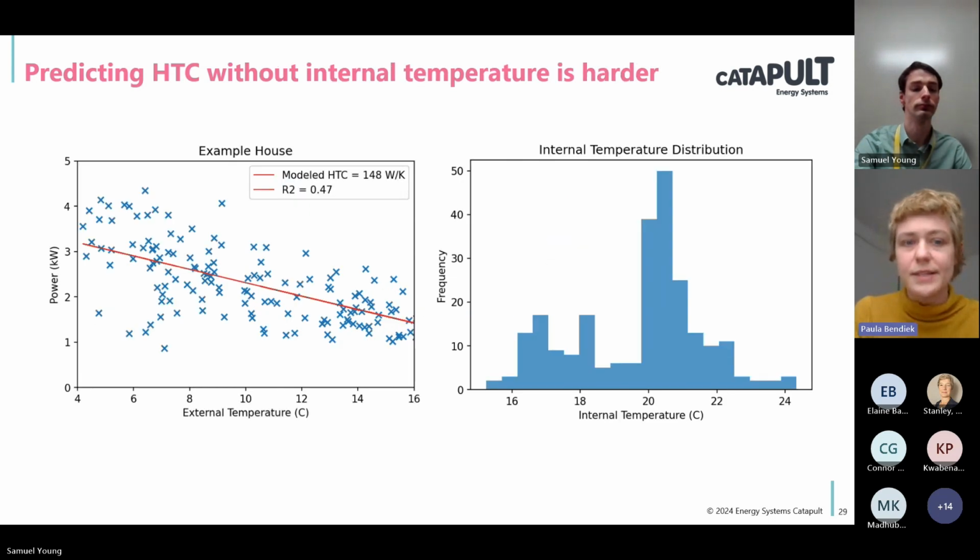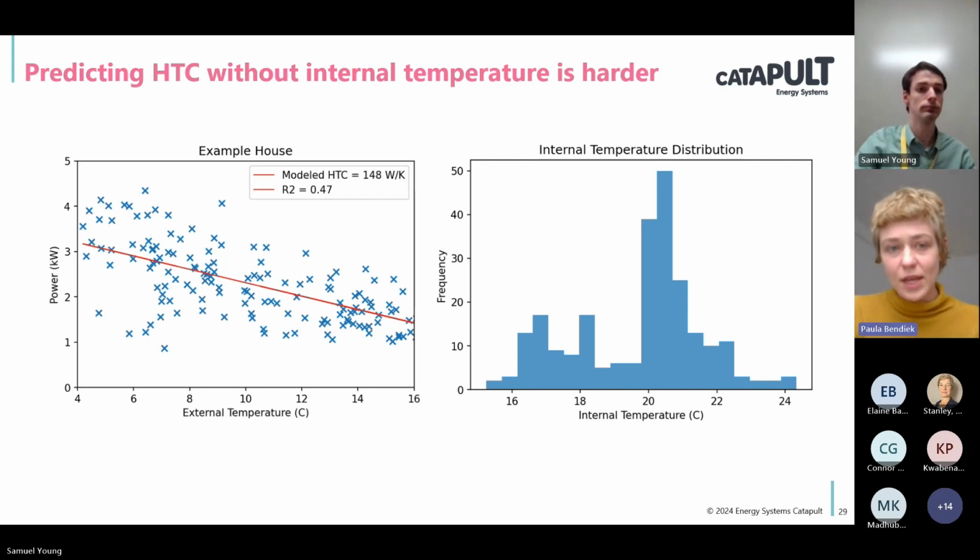So what we do instead is we regress only on the external temperature. That relies on the assumption that the internal temperature is constant, because that would just be a shift in the regression line. However, what we found is that without the internal temperature, our results are a bit less reliable, and that we also tend to under-predict the HTC value.